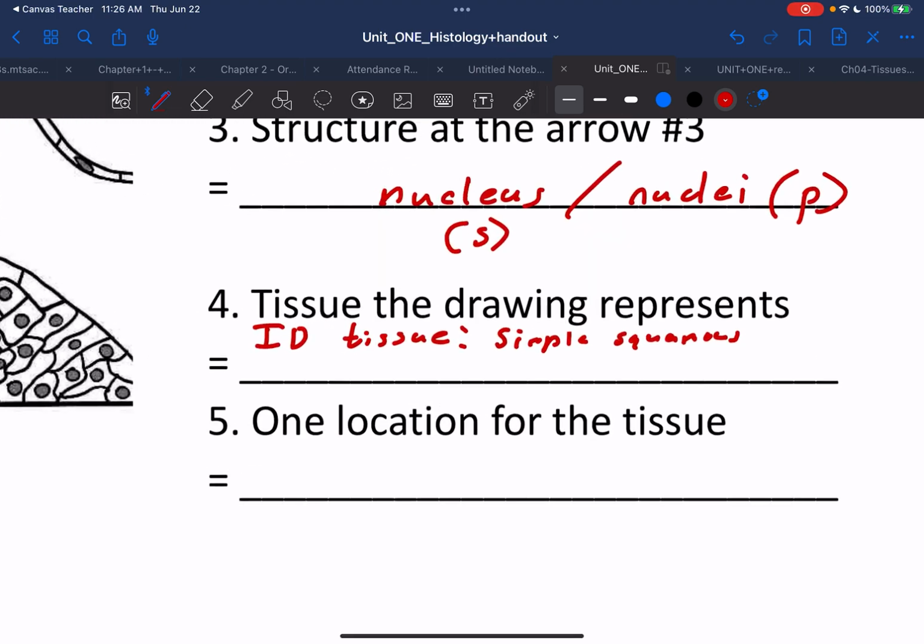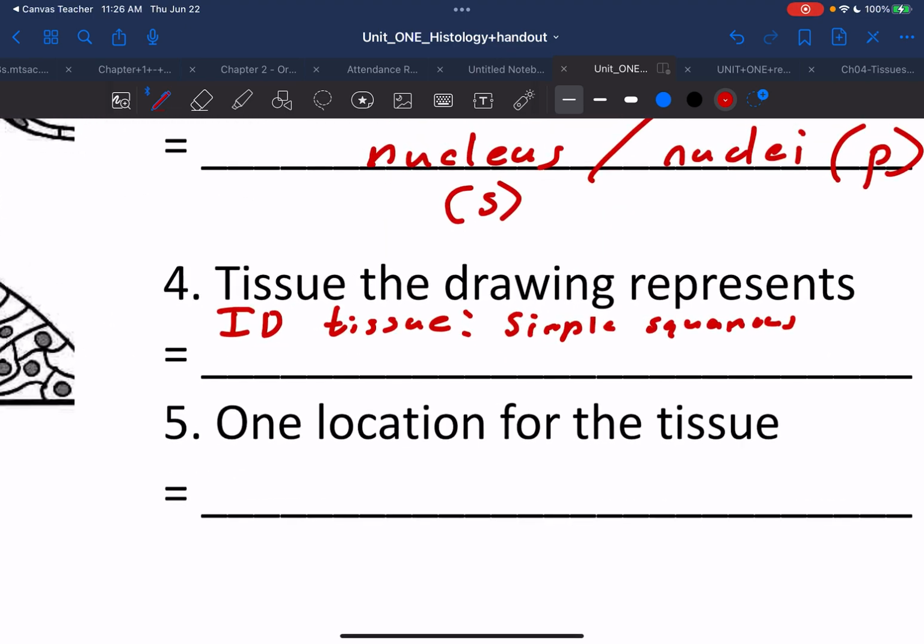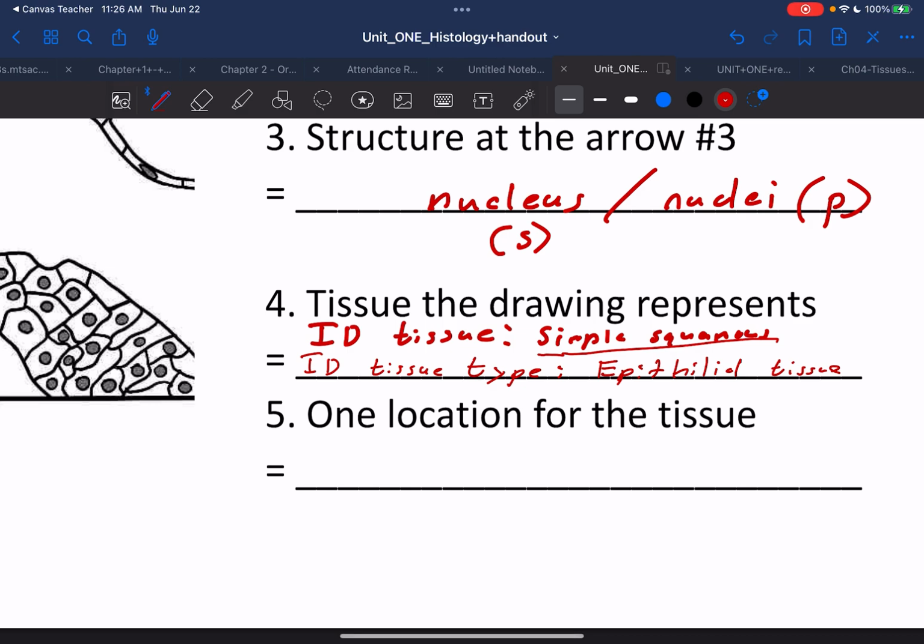And so now the number 5, I would imagine, is the tissue the drawing represents. So ID tissue is going to be simple squamous. But if it asked you ID tissue type, what would be your answer? Epithelial tissue. That's the family it belongs to. Would the questions be like that? That is very possible, yes.